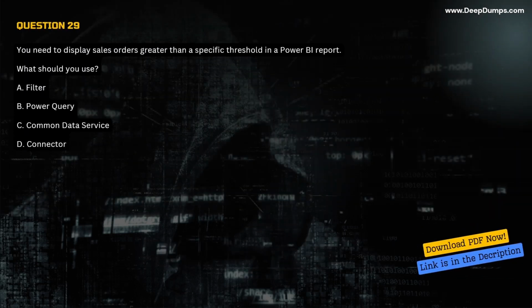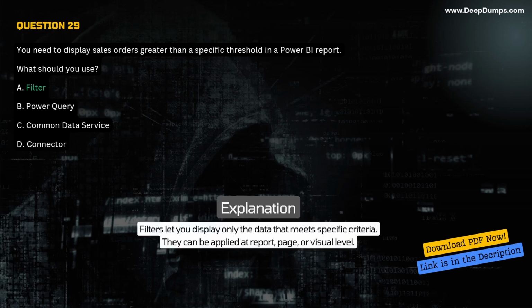Question 29. You need to display sales orders greater than a specific threshold in a Power BI report. What should you use? A. Filter. B. Power Query. C. Common Data Service. D. Connector. Correct answer A. Filter. Explanation. Filters let you display only the data that meets specific criteria. They can be applied at report, page, or visual level.